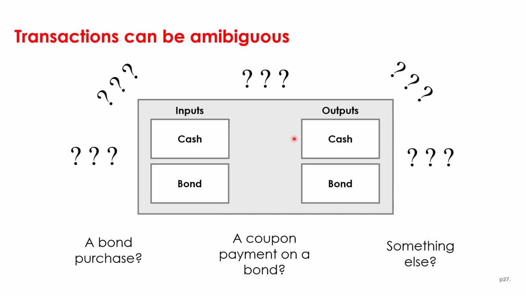Transactions can be ambiguous. Just by looking at the transactions and the input and output states, it can be hard to tell what the transaction is doing. For example, we see transactions with cash inputs and bond inputs and cash outputs and bond outputs. What is this? Is this a bond purchase, a payment on a coupon, or something else? It's hard to tell what the transactions represent.